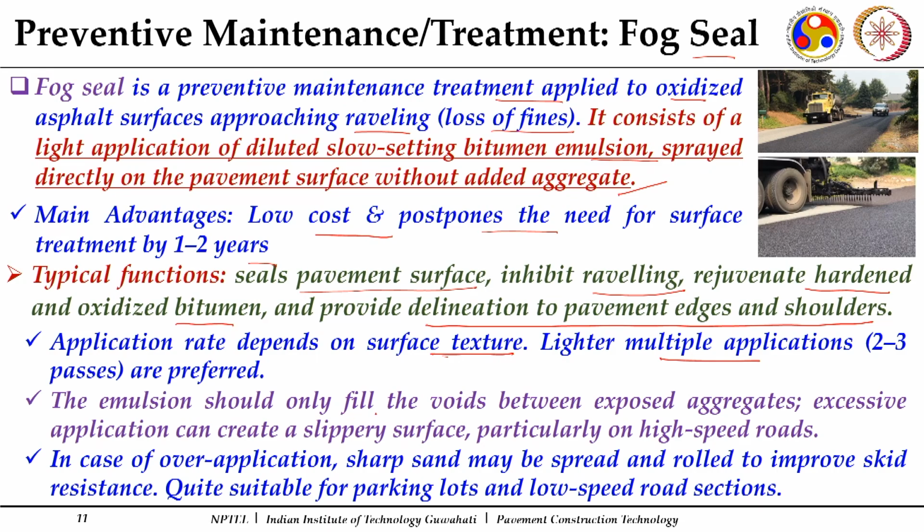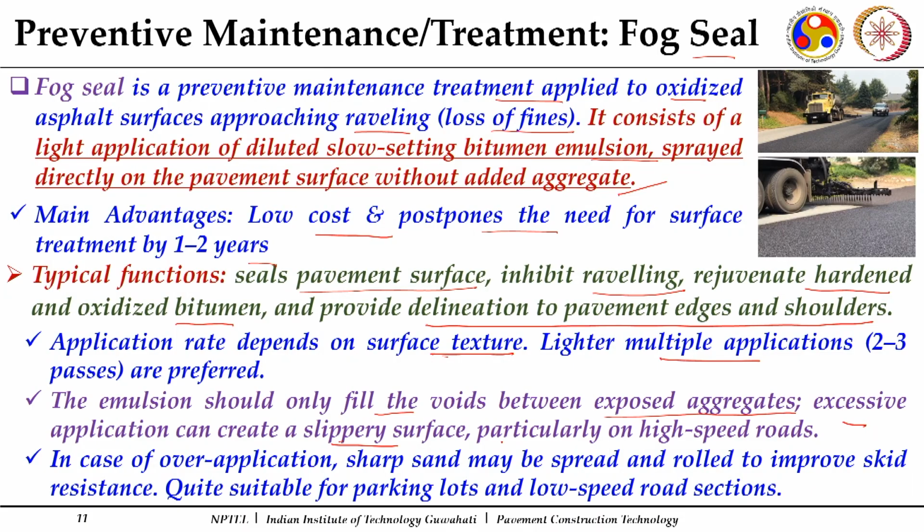The emulsion should only fill the voids between the exposed aggregates. That is why it is used on dry or hungry surfaces, or surfaces which are prone to raveling. Excessive application can create a slippery surface, particularly on high speed roads. If it happens in certain cases that at a few locations the surface has become slippery, then we can go for an application of sharp sand, which is applied and rolled to improve the skid resistance. This is so as to pick up the excess binder which is there.